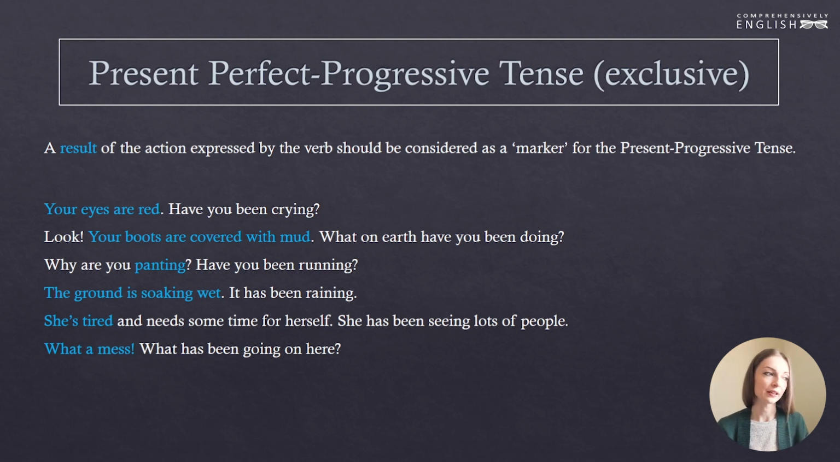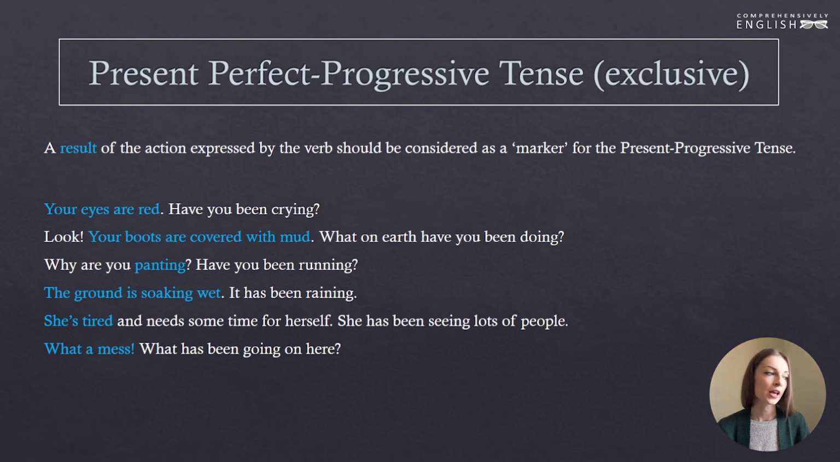Why are you panting? Have you been running? Normally it is necessary to cover a bigger distance than just like 2 steps, yeah, to start panting. So, have you been running? The present perfect progressive tense is used. The ground is soaking wet. It has been raining. Another example of a very visible result, a result that could only be brought by something lasting for a longer while. It has been raining all night long, for example, and that's why the ground is soaking wet.